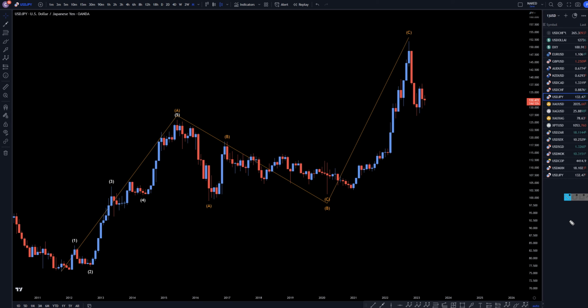Today is Friday, April 14th, and I'm going to be analyzing the US dollar yen, starting on the monthly, working my way down to the 1 hour time frame.